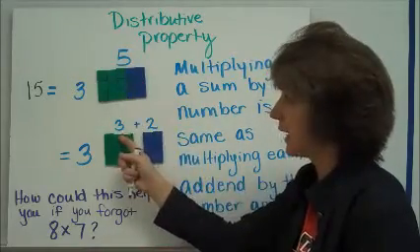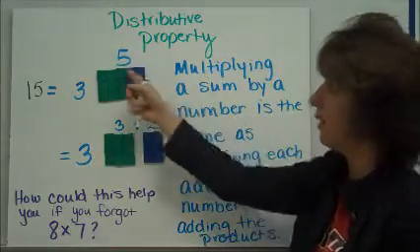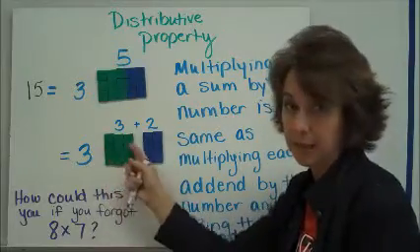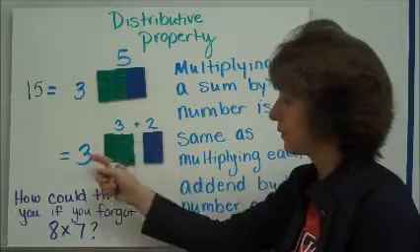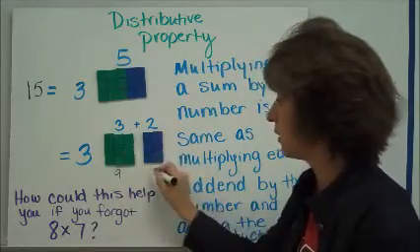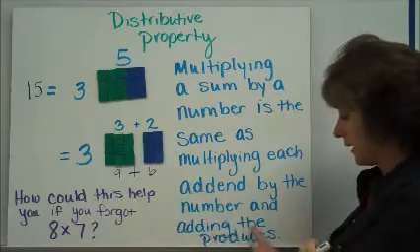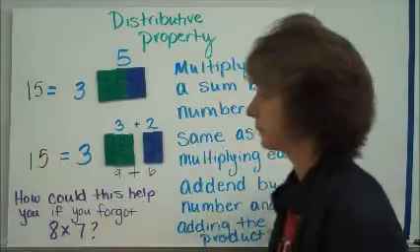So we could say that 3 times 5, multiplying a sum, 5 is the sum, is the same as multiplying 3 times 3 and then multiplying 3 times 2. 3 times 3 is 9, and 3 times 2 is 6. And 9 plus 6, adding the products, is 15.